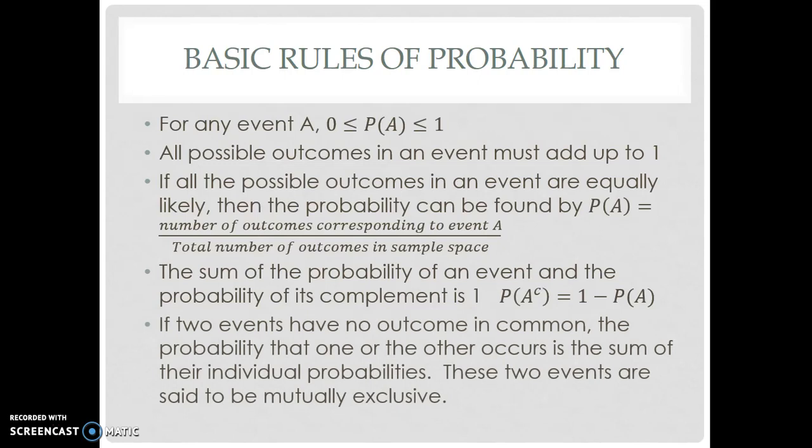If 2 events have no outcome in common, the probability that one or the other occurs is the sum of their individual probabilities. These 2 events are said to be mutually exclusive.